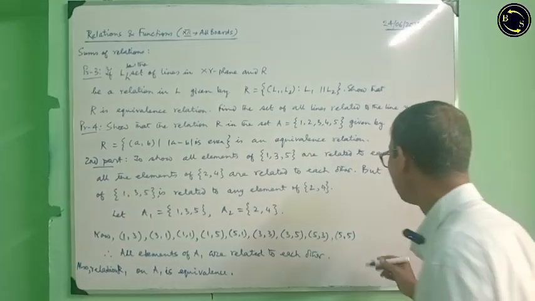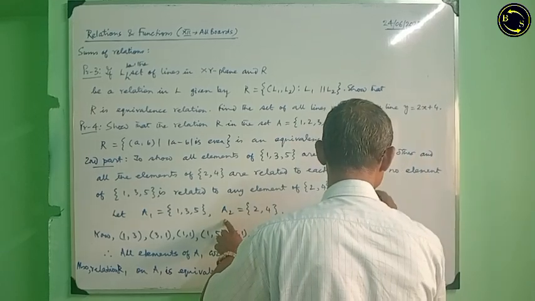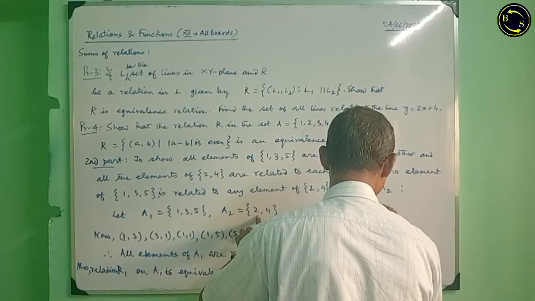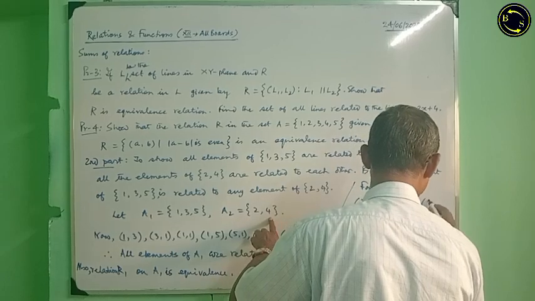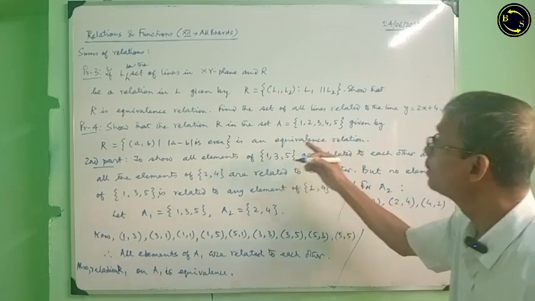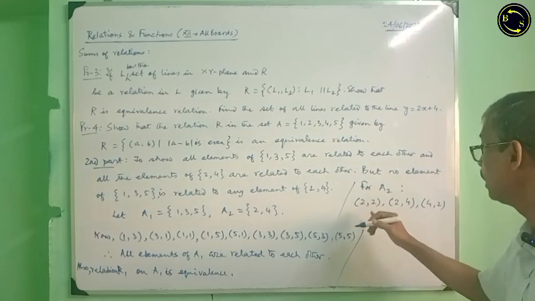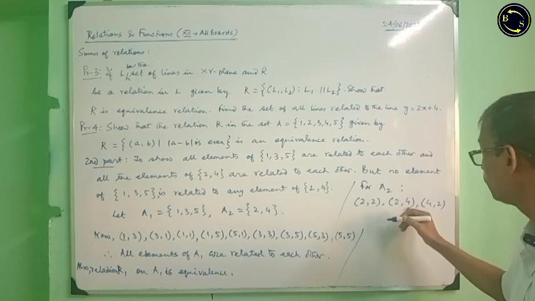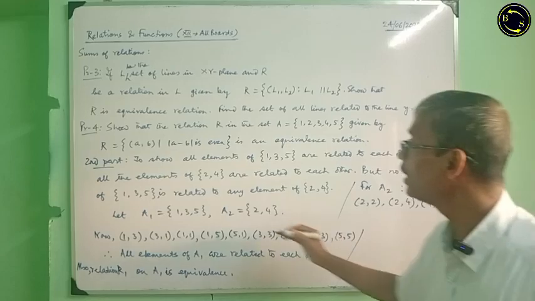Similarly, we can show for A2. Ordered pairs will be 2 2, 2 4, 4 2. Maintaining this condition, A minus B is even. You see, 2 minus 2 is 0, that is even. 2 minus 4 is minus 2, that is even. 4 minus 2 is also equal to 2. Therefore, all are maintaining this condition.